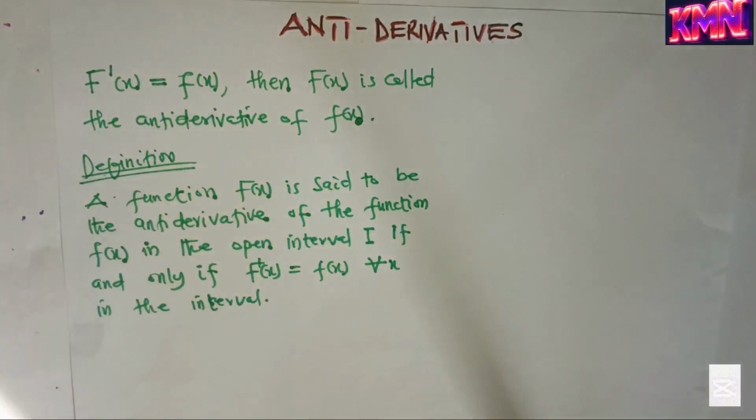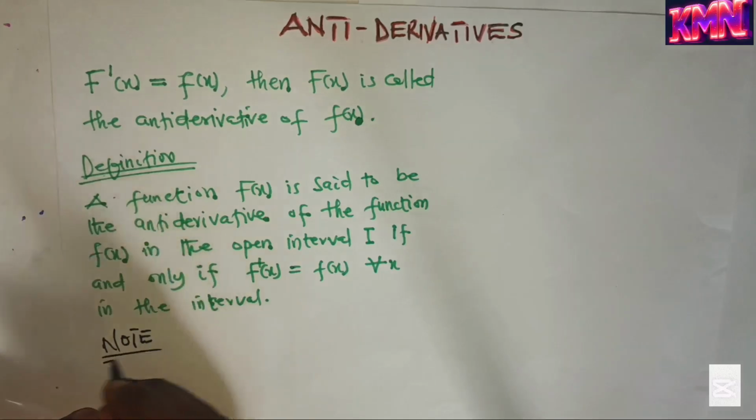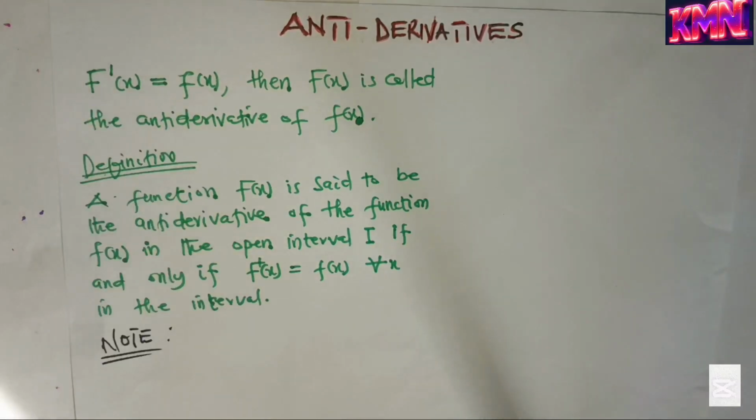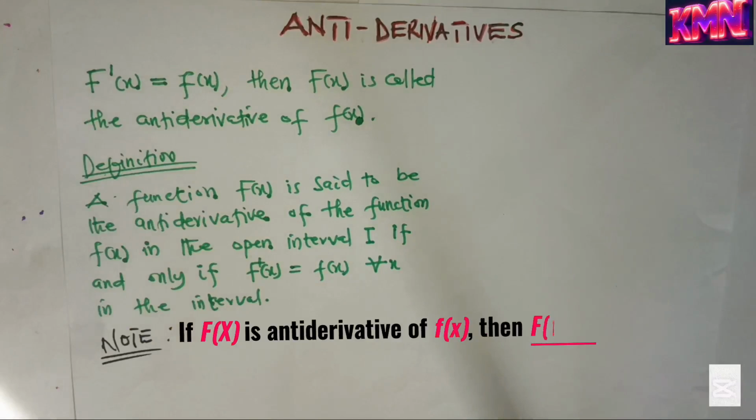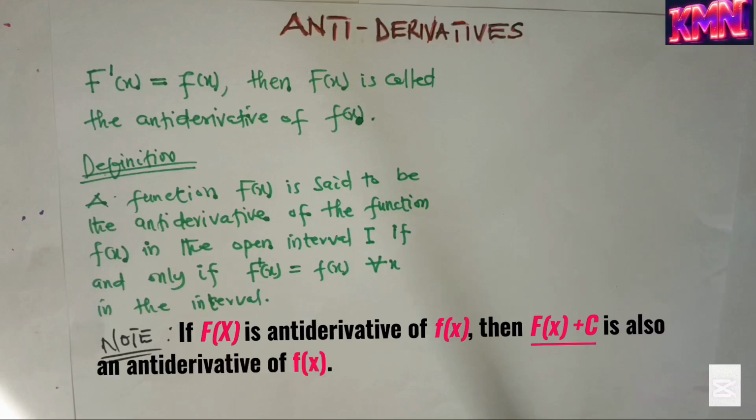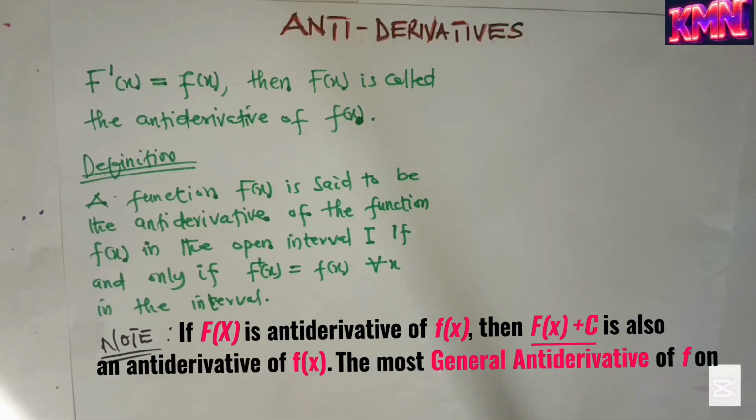But note that if big F at x is an antiderivative of small f at x, then big F at x plus a constant c is also an antiderivative of small f at x. The most general antiderivative of f on interval I is big F at x plus c.